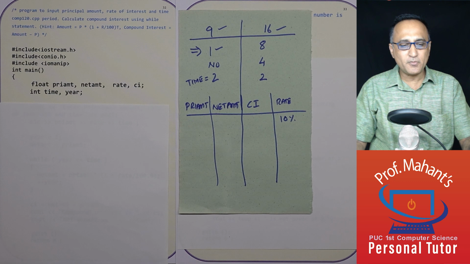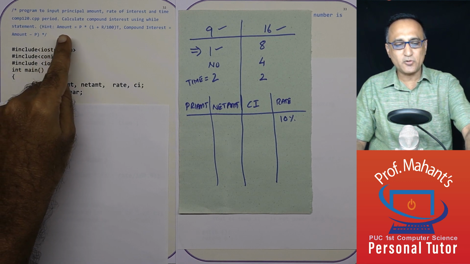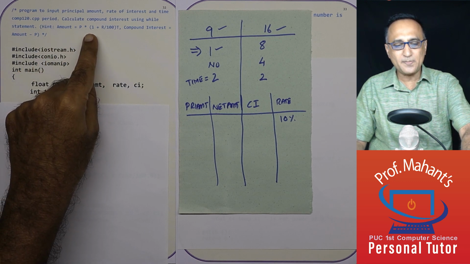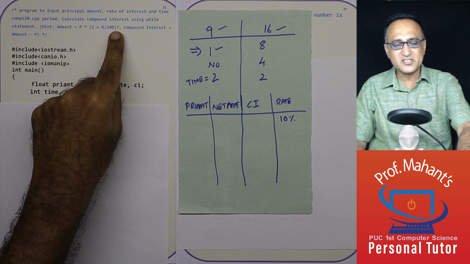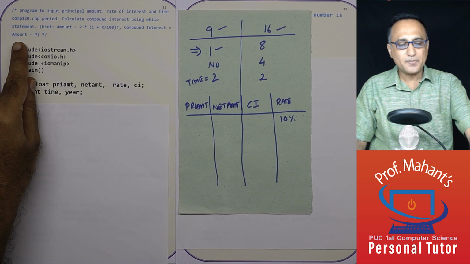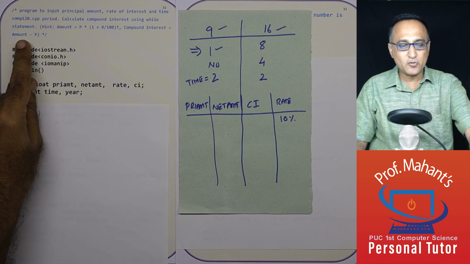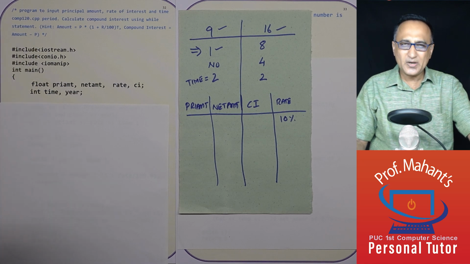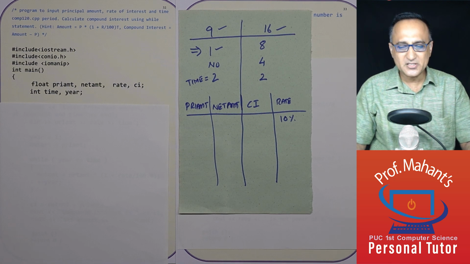We all know the formula of compound interest: amount is equal to principal into 1 plus r upon 100 raised to the time. And finally, compound interest is going to be equal to the final amount minus the principal. We'll take a look at the code and it's going to be really simple.